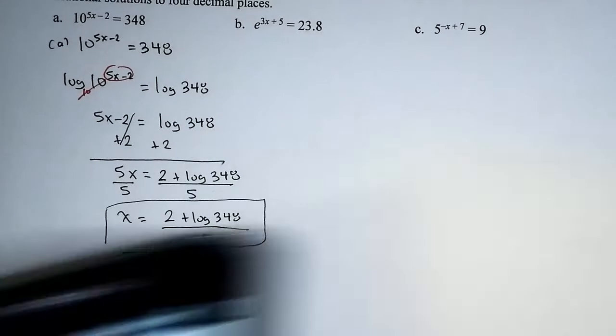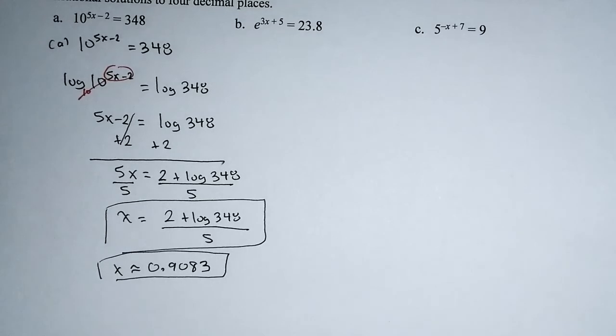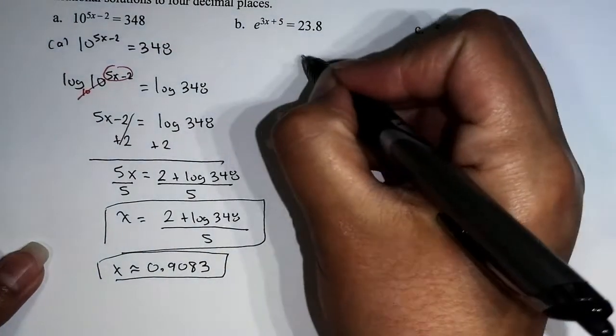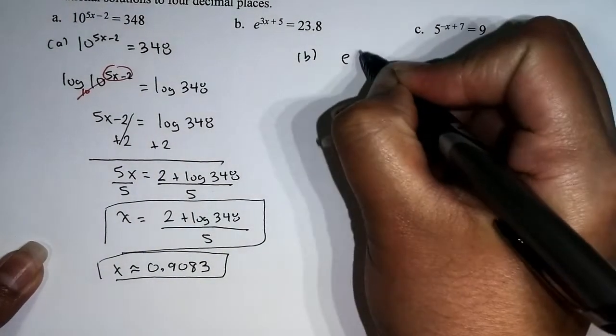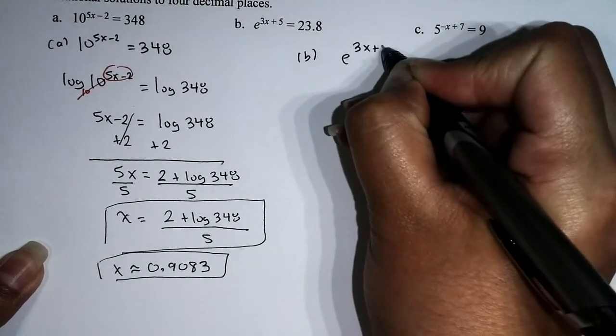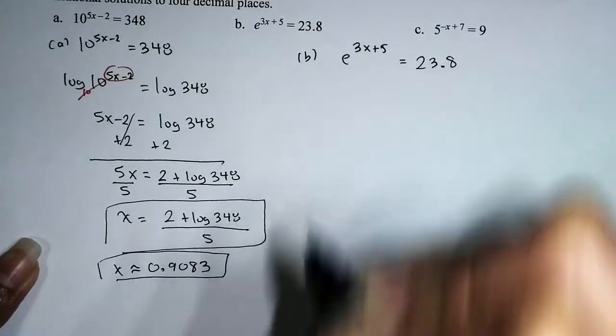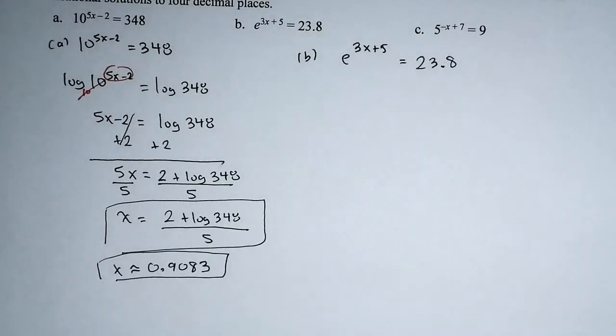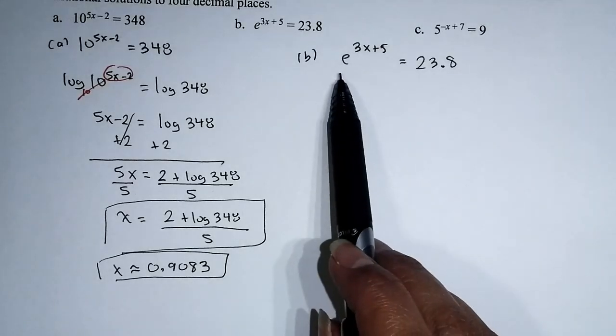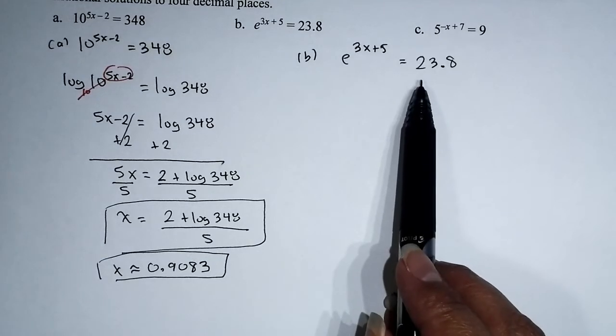Let's hop to it. Okay, problem B. We have e raised to the 3x plus 5 is equal to 23.8. And yes, as you notice, we have another exponential equation. It would be really nice if we can easily fix it so that both the left and right side are written in terms of the same base. But as you can see, this is not going to happen. Left side says base e, right side will never be base e.